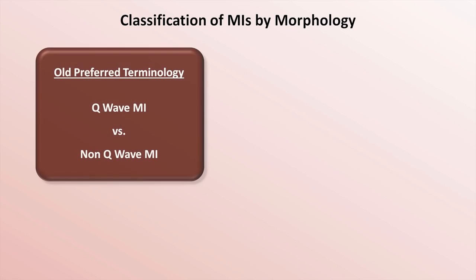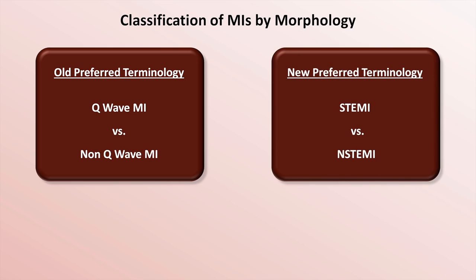You may have heard previously of the distinction between Q-wave MIs and non-Q-wave MIs. This terminology is largely obsolete, but previously referred to whether or not an MI resulted in the development of pathologic Q waves. The terminology has since been replaced by the STEMI versus NSTEMI distinction just reviewed.